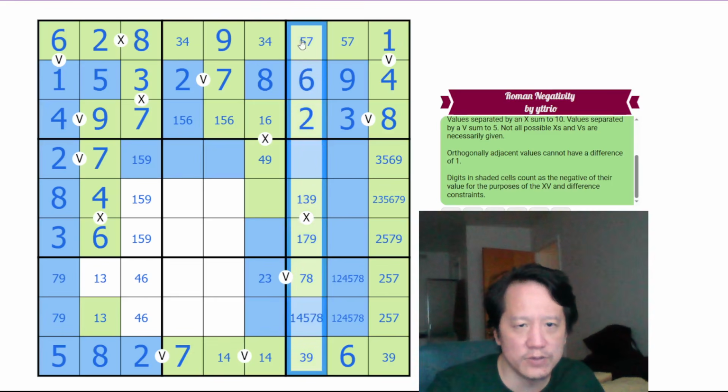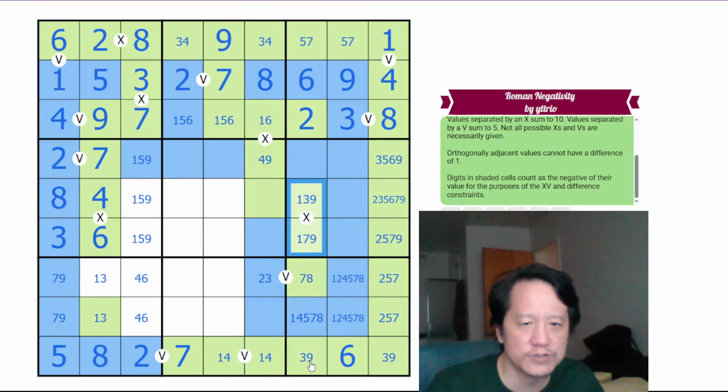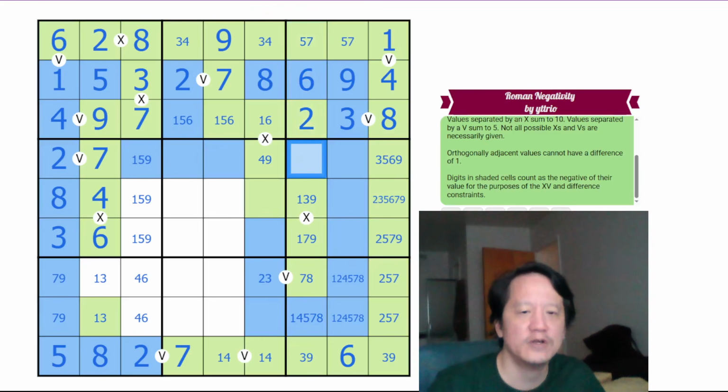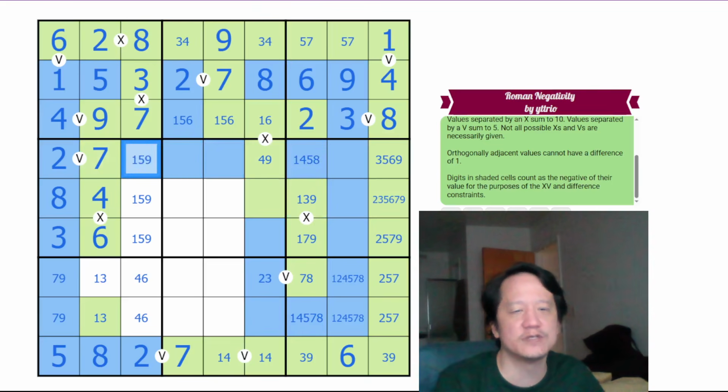We also do not have 3 and 9 available, because again, one of these is 3 or 9, and this is 3 or 9. That eliminates 3 and 9 in the rest of the column. So this is also 1, 4, 5, 7, 8. Cannot be 7 because of the 7 in the row here.